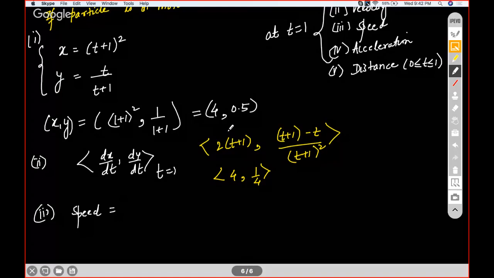So speed will be root of x square plus y square, right? Yeah. So what will be that? So I got the answer as root of 257 by 4. How much is it by using a calculator? Okay. It will come out to be very close to 4 actually. 4.008 something. 4.007, yeah. Okay. Fourth part of the question. Find the acceleration.